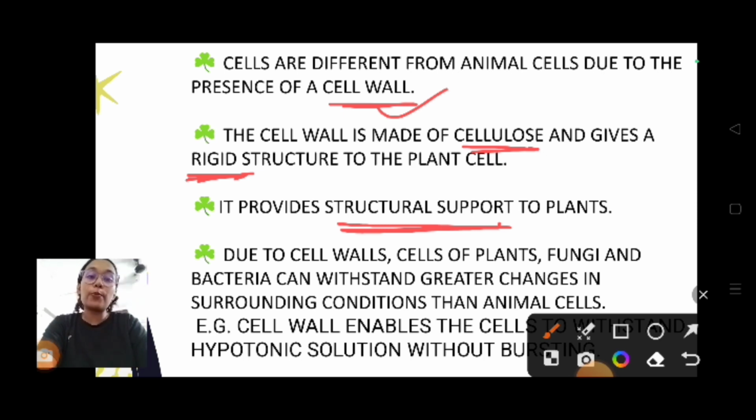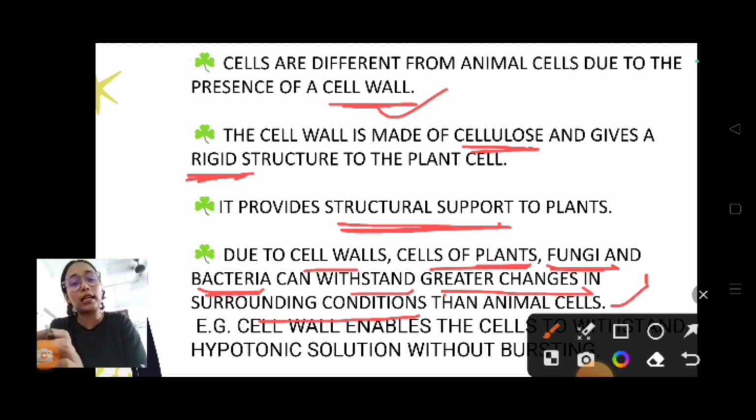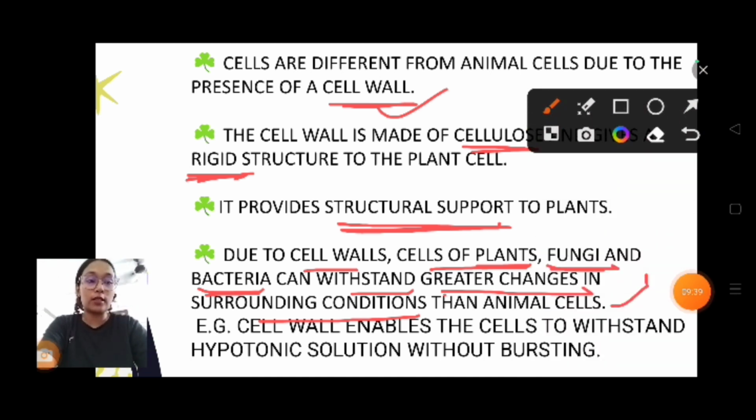Okay. Cell walls are present in plants, also in fungi, also in bacteria. So they can withstand any harsh climatic condition. They can withstand greater change in the surrounding condition than in the case of animals. So any harsh environmental condition they can survive because they are rigid. They provide structural support to a particular plant, fungus or bacterium.